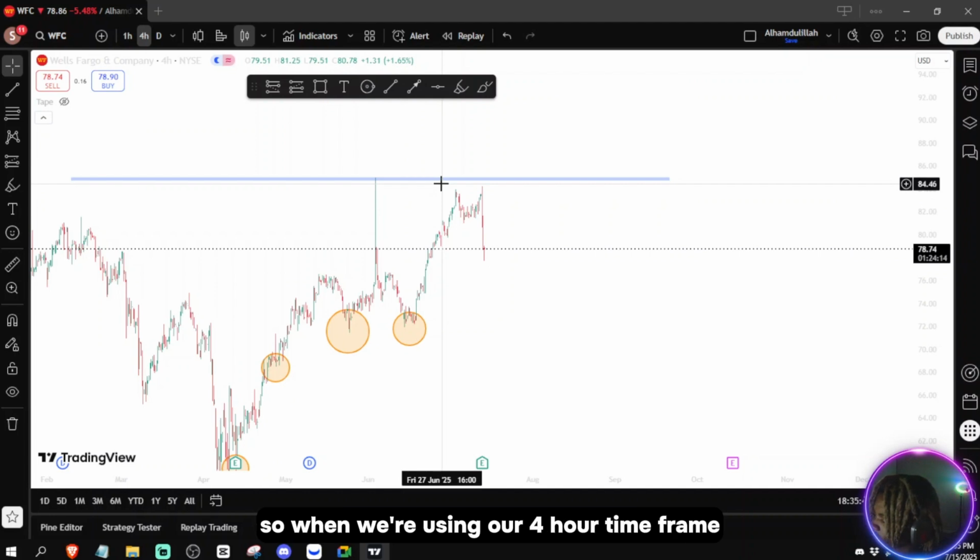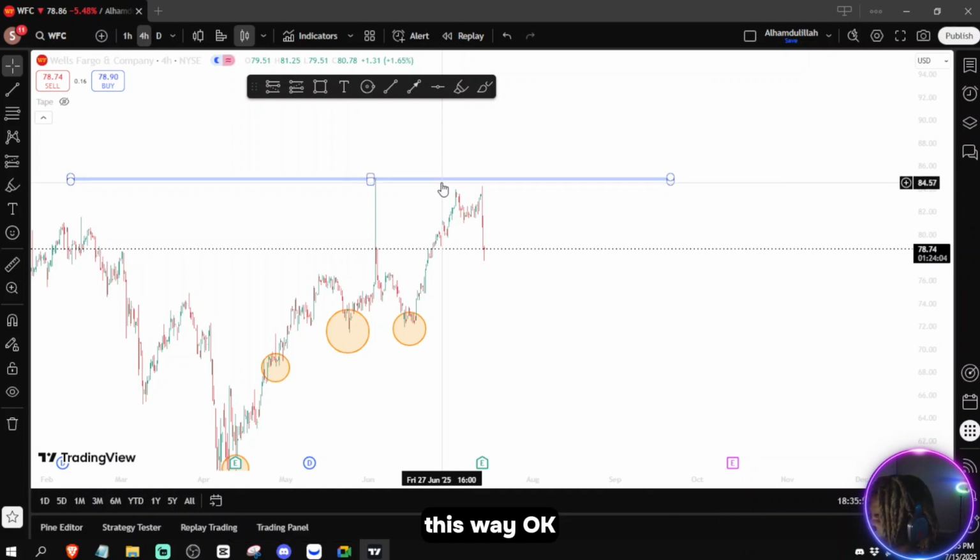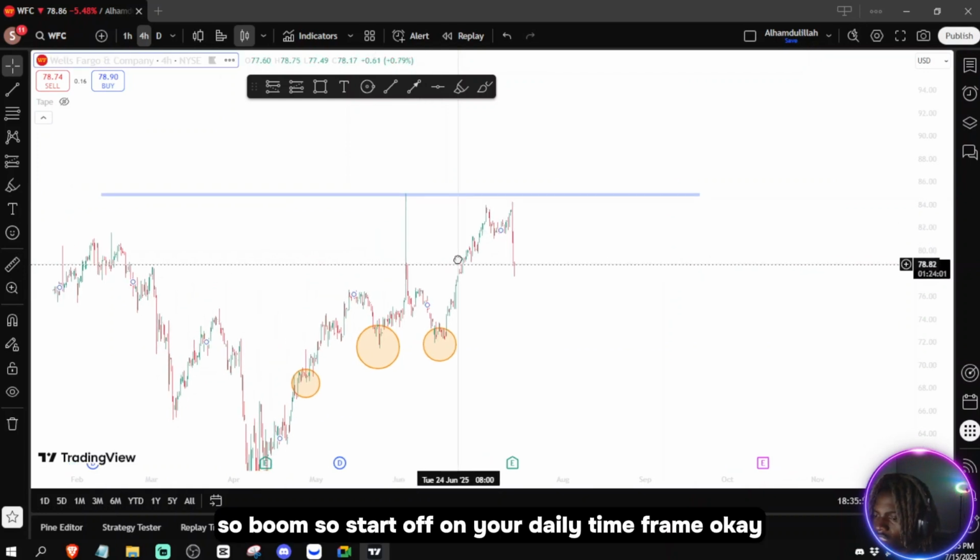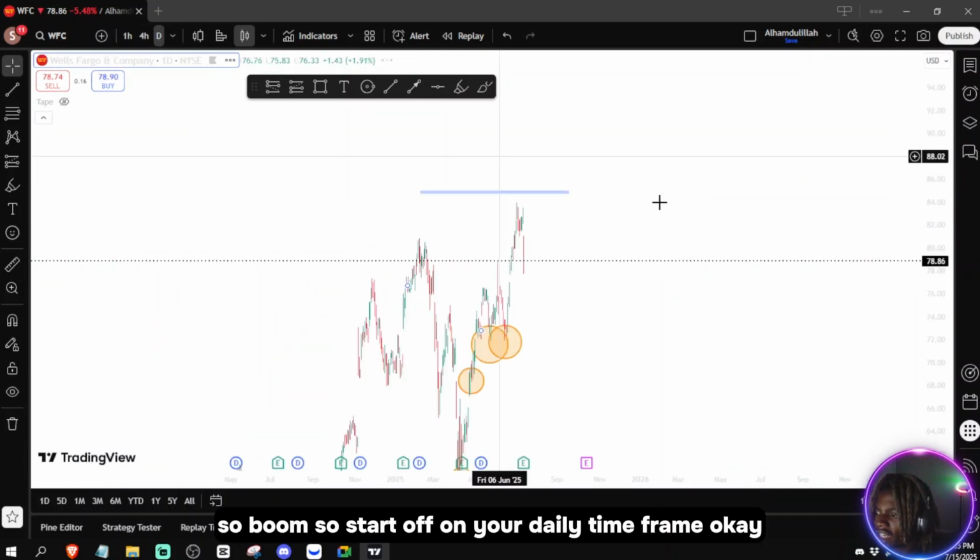So when we're using our 4-hour time frame after analyzing the daily, we're going to be able to get the full broad view picture of everything that's going on. And it's going to be just a lot easier to perform this way. So start off on your daily time frame.